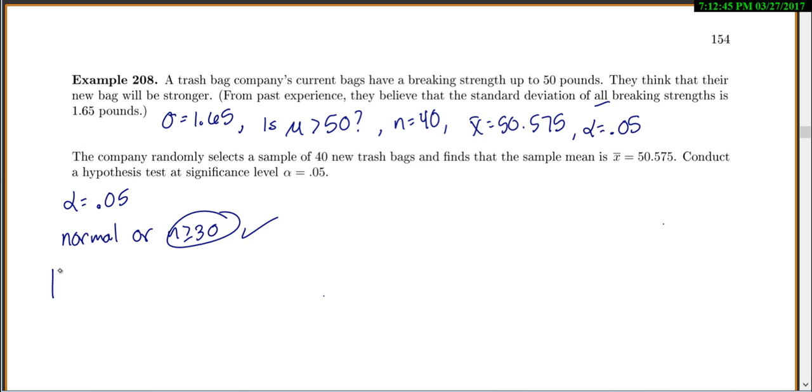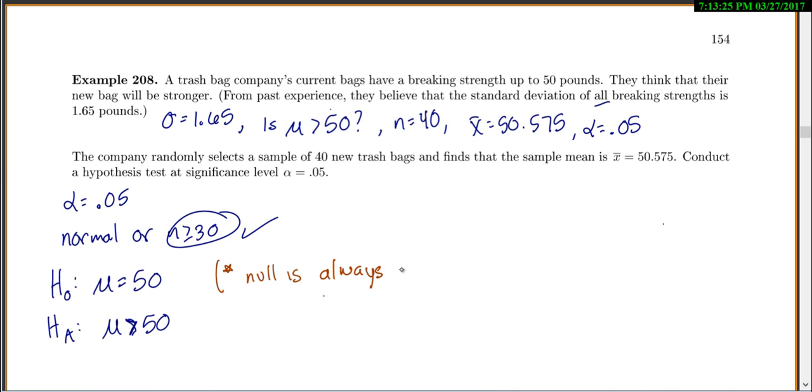Now you need to write your hypotheses. I actually find it easier to write the alternative first sometimes. Remember how I said the null is the status quo and the alternative is usually what you're wanting to show. So status quo would be that their breaking strength didn't change. They're hoping to show that the breaking strength is stronger now and is greater than 50. So the alternative is that it's greater than 50. Status quo would be that nothing changed, so it would be equal to 50. And in this class, it's always an equal sign for the null hypothesis.